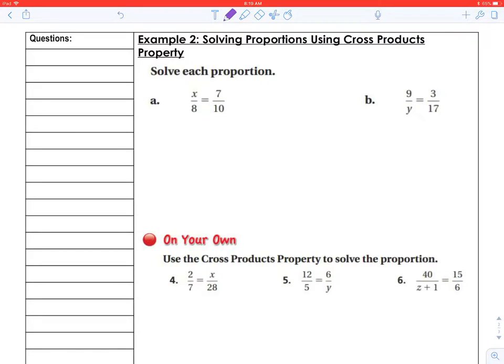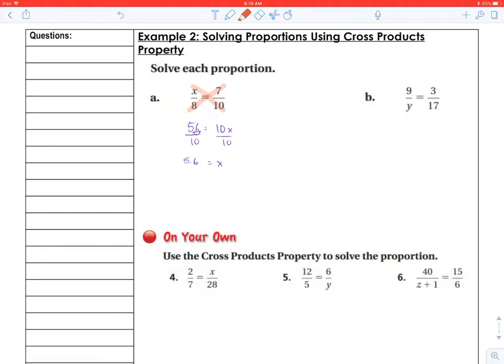So, for example 2, we're going to do 7 times 8, which equals 56. Set that equal to x times 10, which is 10x. Divide both sides by 10 to get rid of that 10 next to the x, and you'll get that x is equal to 5.6. Just a reminder that anytime you divide a number by 10, you're taking that decimal and moving it over 1 time to the left.